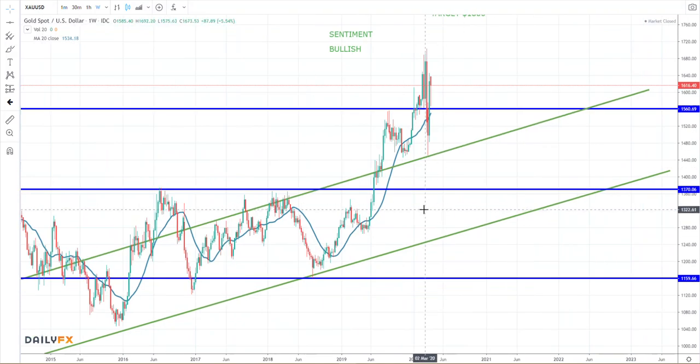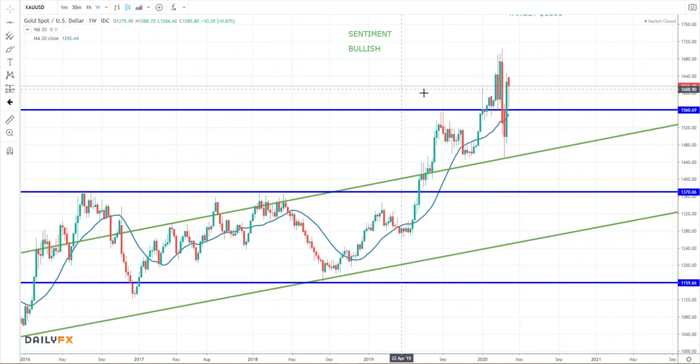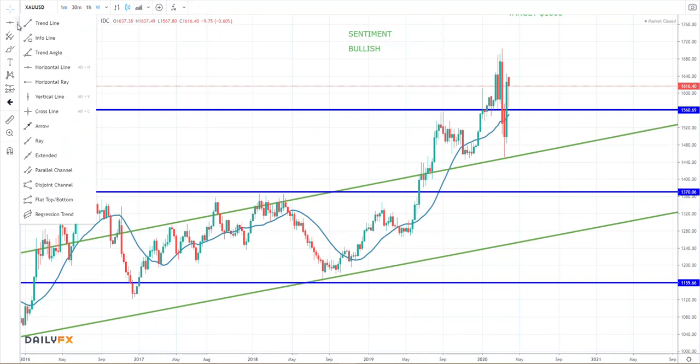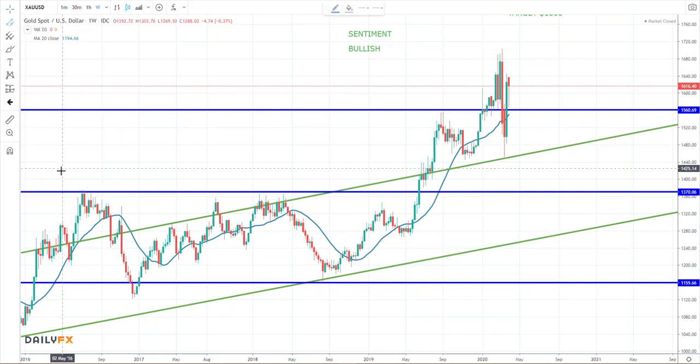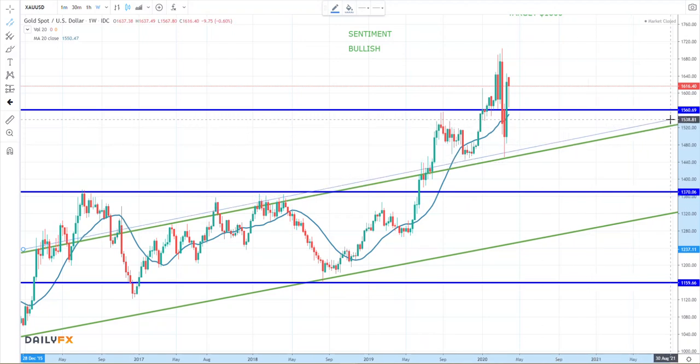I'm going to go ahead and draw a parallel trend channel because I want to know how price is going to react at this current angle. So we think about trend lines as being support and resistance over time, and that's why they're at an angle. But when you think about the future and where price might go, your angles are everything.